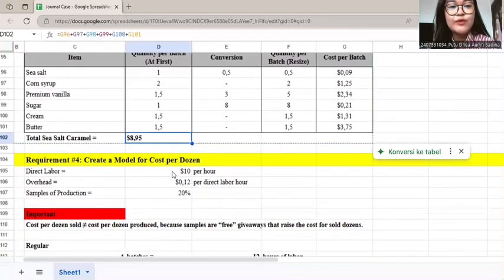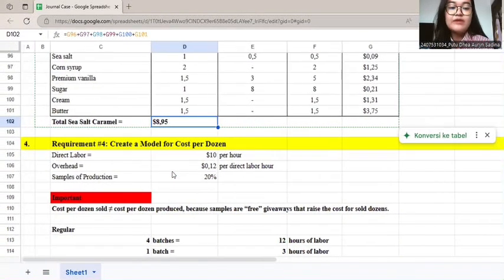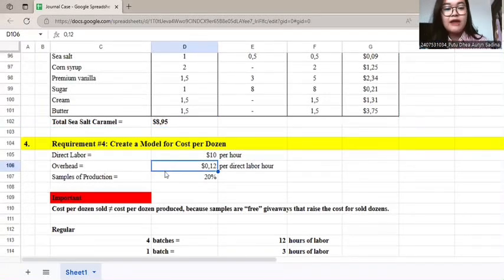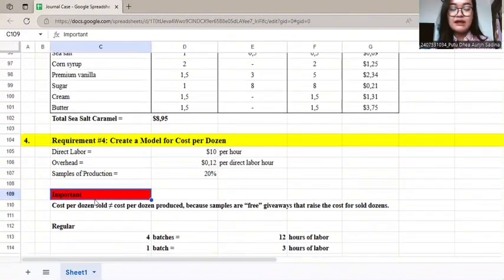So I'm the one who will explain requirement 4. Requirement 4 is to create a model for cost per dozen. We already know that Tor has direct labor of $10 per hour, overhead of 0.12 per direct labor hour, and samples of production of 20%. There is something we need to highlight.